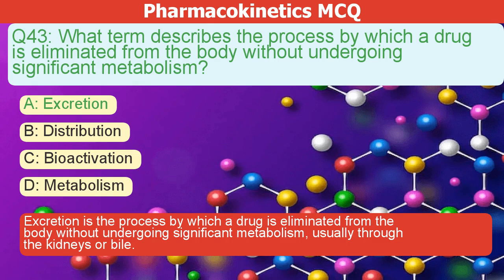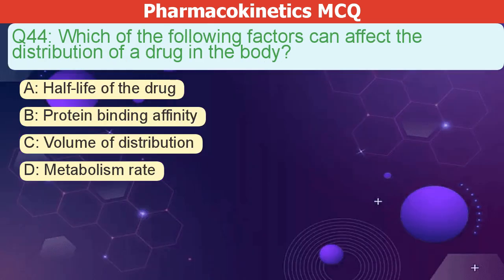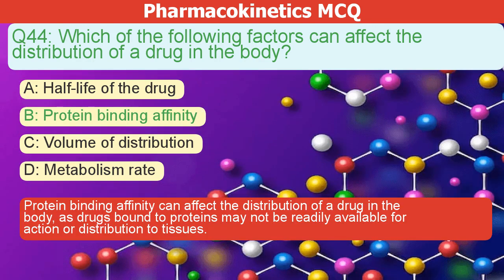Which of the following factors can affect drug distribution in the body? A. Half-life of the drug. B. Protein binding affinity. C. Volume of distribution. D. Metabolism rate. The correct answer is B. Protein binding affinity can affect how a drug spreads throughout the body. Drugs bound to proteins may not be easily available to work or reach tissues.